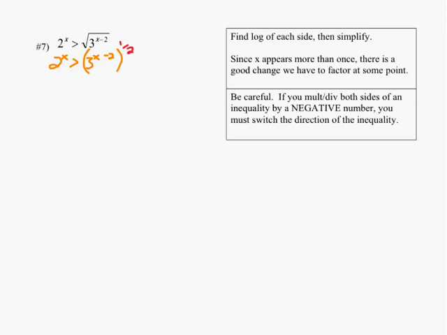Now we have a power to a power, so if we use the power to a power rule, it says you can multiply the exponents. So we have a 1/2 times x is 1/2 x, or x over 2, and then a 1/2 of 2 is 1. So it simplifies to that.